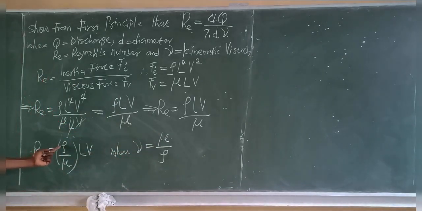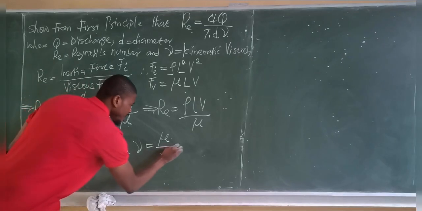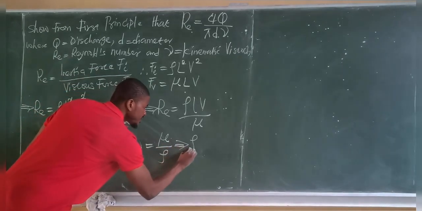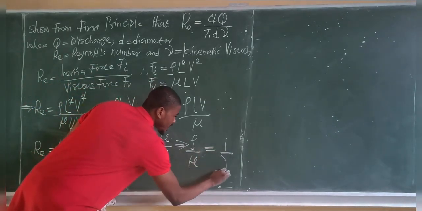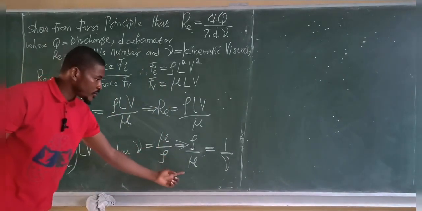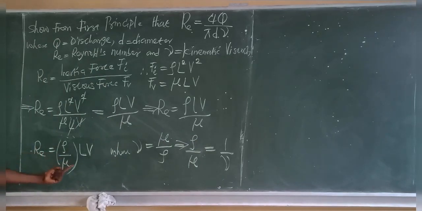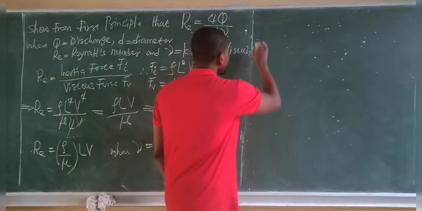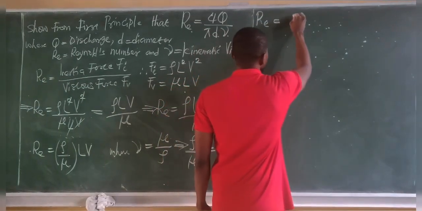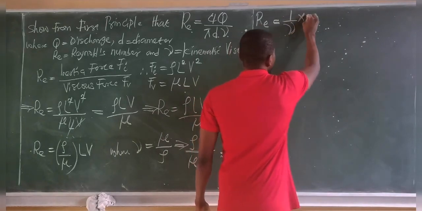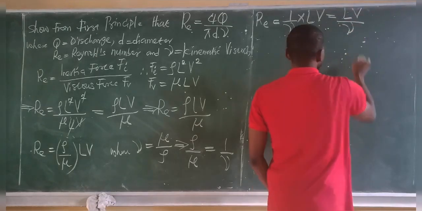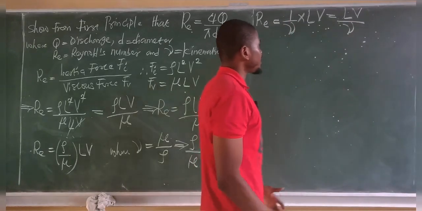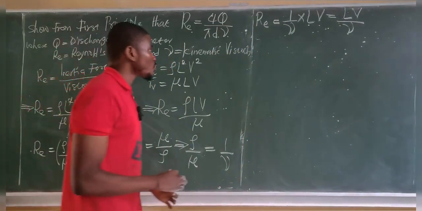So, which means if I have density over mu, it is the inverse. If I invert this, density over mu is going to be the inverse of kinematic viscosity, 1 over nu. So density over mu is simply 1 over nu, which means the whole of this can be replaced as 1 over nu. That will make my Reynolds number equal to 1 over nu multiplied by L times V, which is simply equal to L times V all over nu. So we have this now.